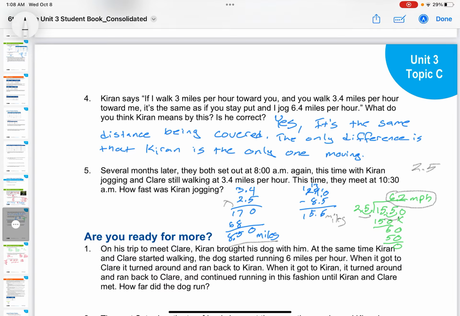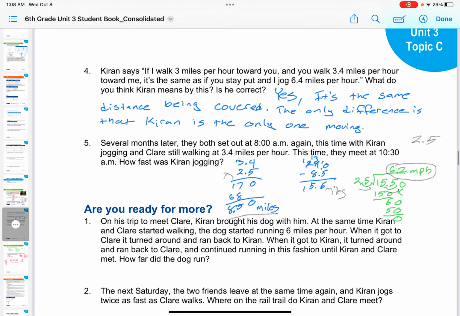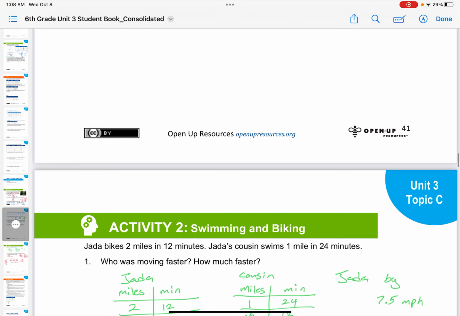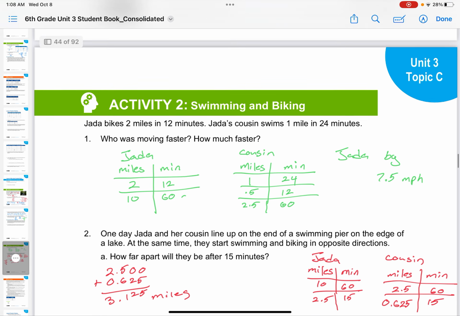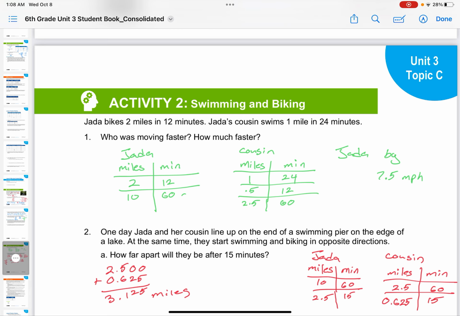So we find out what they were doing and divide by how much time. Now for activity 2, it's a similar situation. We're going to go and say who was moving faster and how much faster.